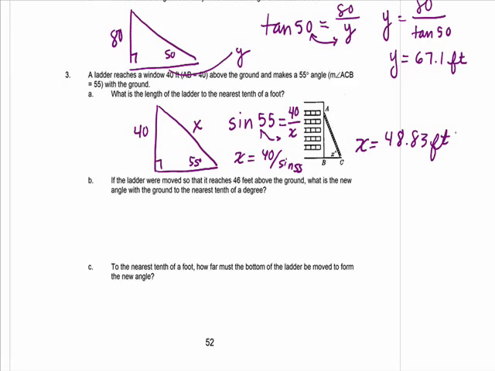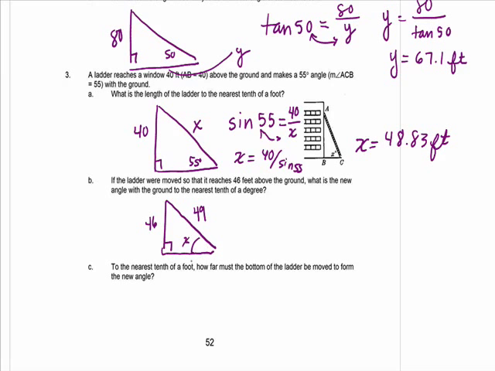Yeah. If the ladder were moved so that it reaches 46 feet above ground, so our height is now 46, what is the new angle? So we're going to use our ladder here. Can we round that to 49? Sure. For fun. Our ladder, which we found in part A, we're rounding to 49. And it wants to know the new angle with the ground.